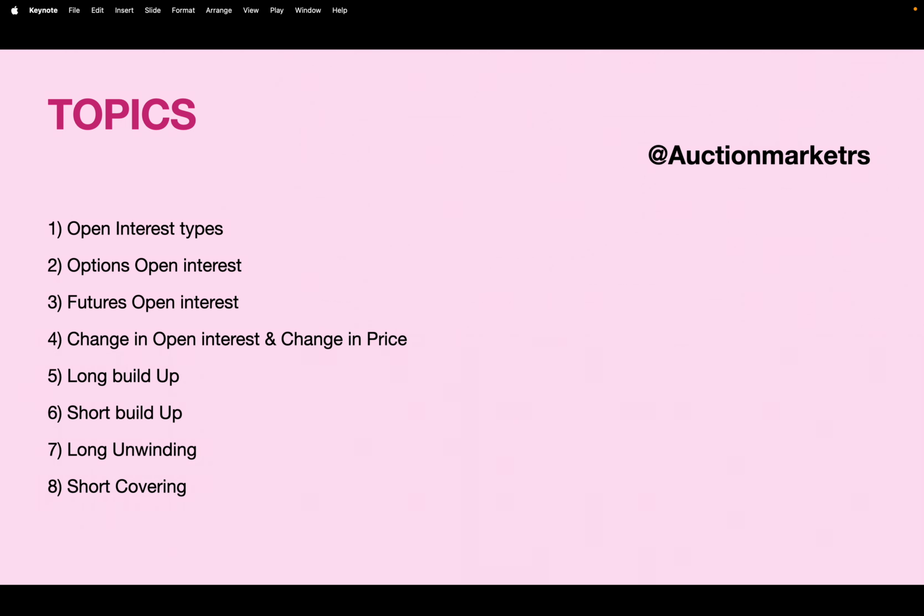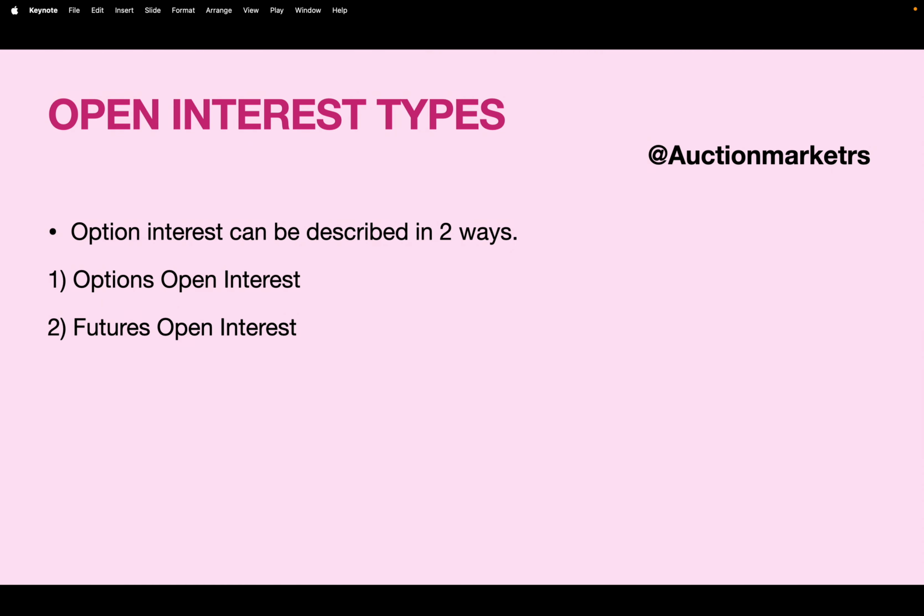Okay, so let us move ahead to the next slide. Open interest types. There are basically two types of open interest. We have F&O, future and options. One is options open interest and the second one is future open interest. There might be some difference between these two, right? Both cannot be the same.